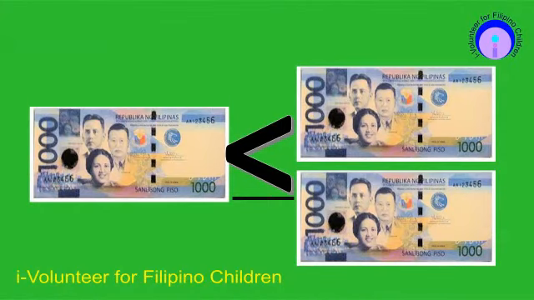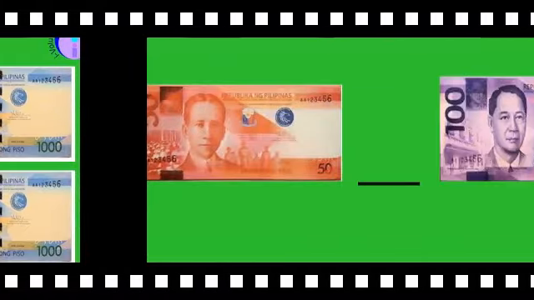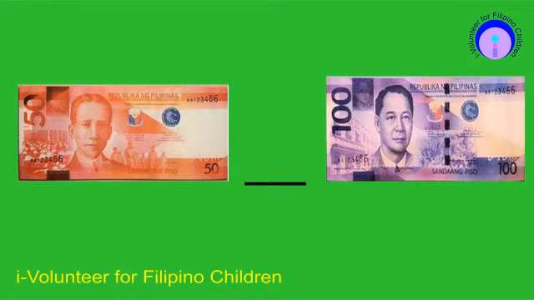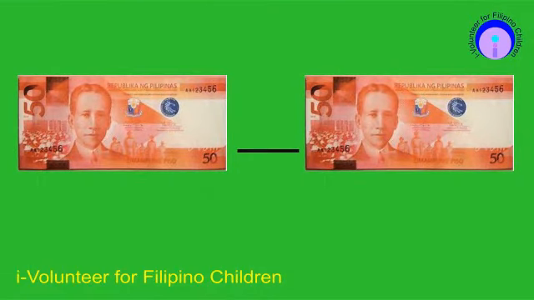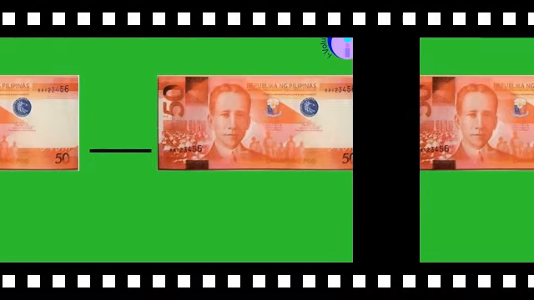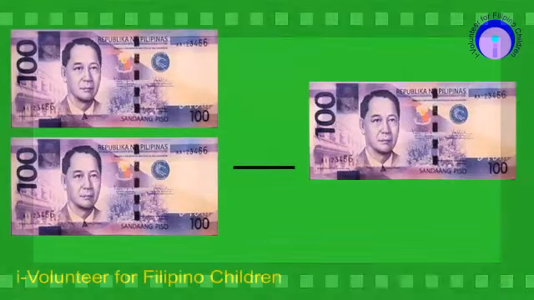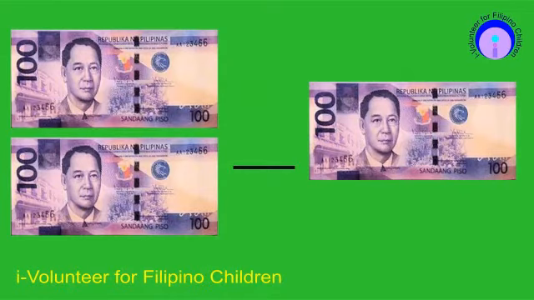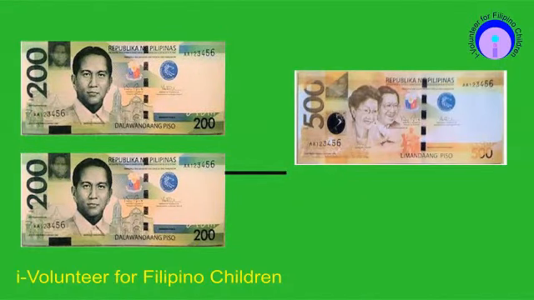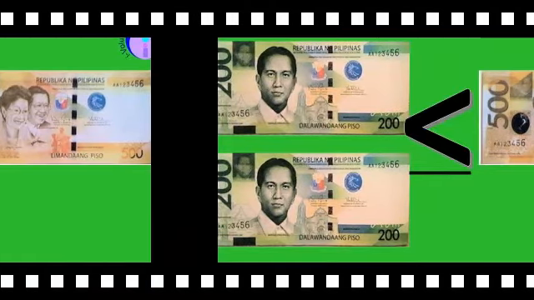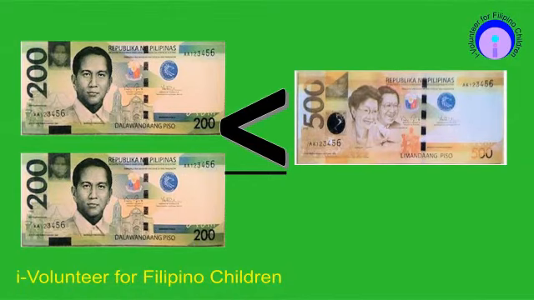1,000 pesos is less than 2,000 pesos. 50 pesos is less than 100 pesos. 50 pesos is equal to 50 pesos. 200 pesos is greater than 100 pesos. 400 pesos is less than 500 pesos.